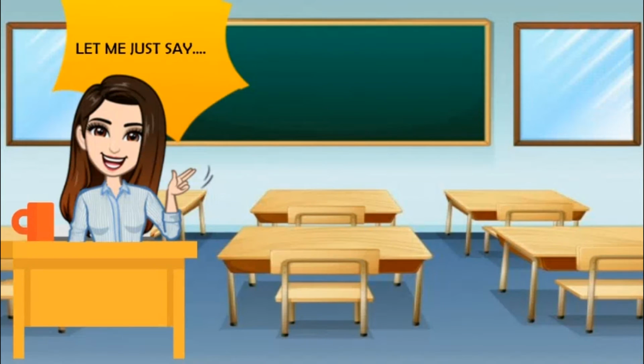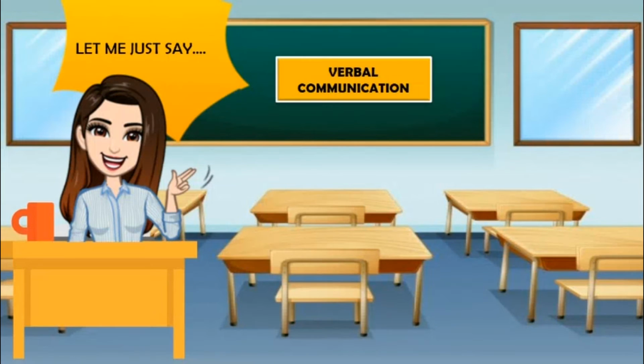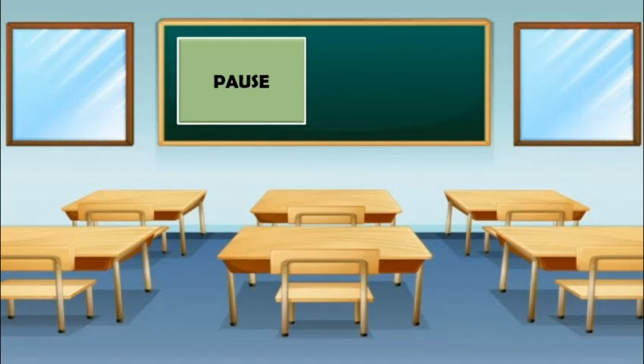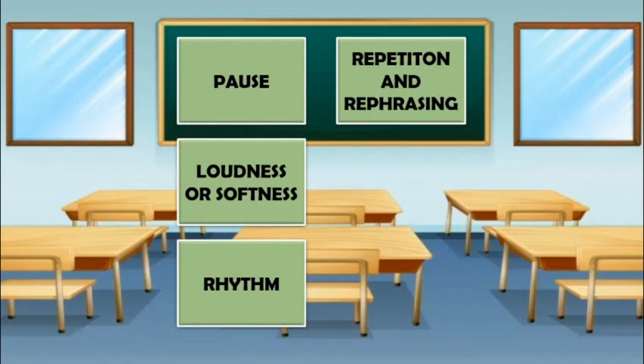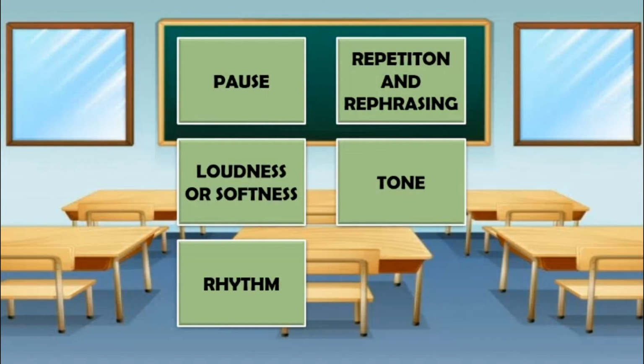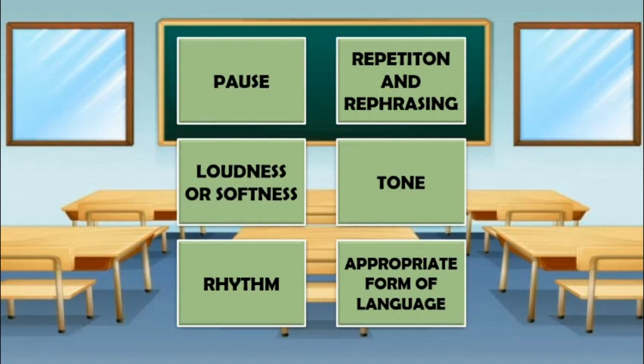Now we are going to discuss verbal communication and its elements. Verbal communication is communication using words or utterances. Elements of verbal communication include pause, loudness or softness, rhythm, repetition and rephrasing, tone, and appropriate form of language.